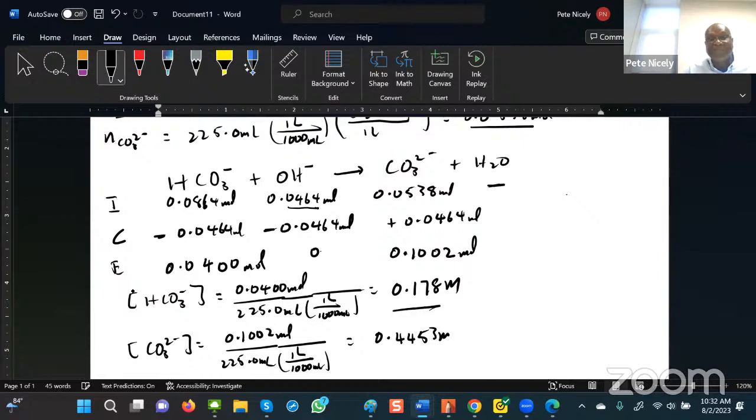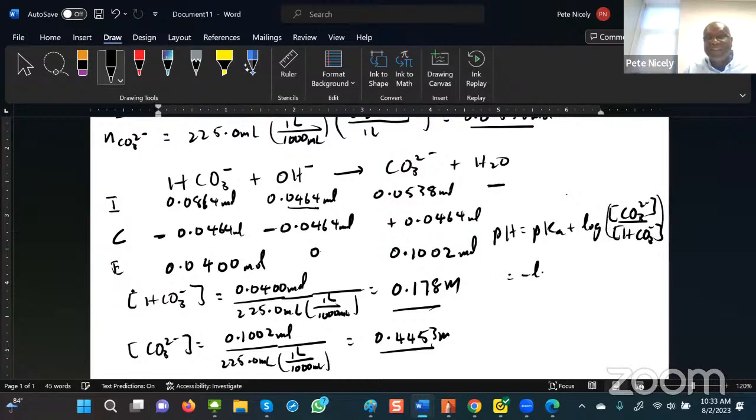So these are the concentrations that you're going to plug into the Henderson-Hasselbalch equation, which of course is pH is equal to pKa plus log of the concentration of the base, which is the carbonate ion, divided by the concentration of the acid, which is the bicarbonate ion. And then we put the numbers in.